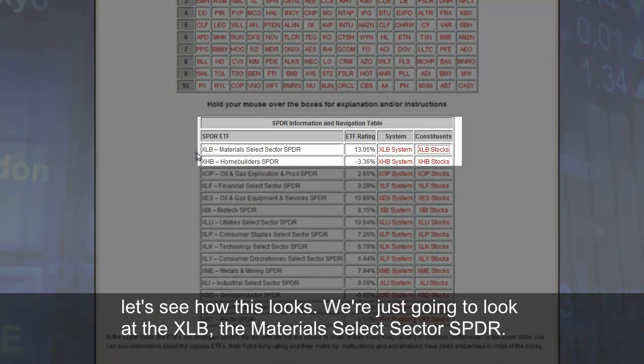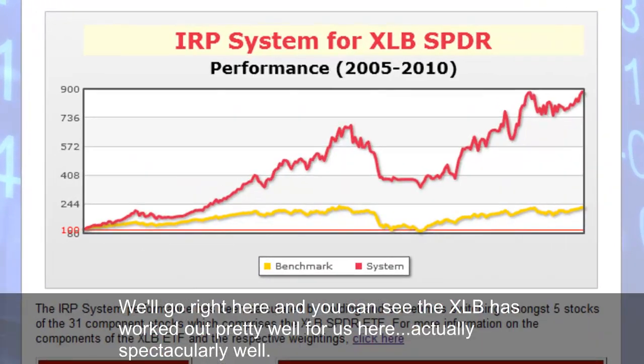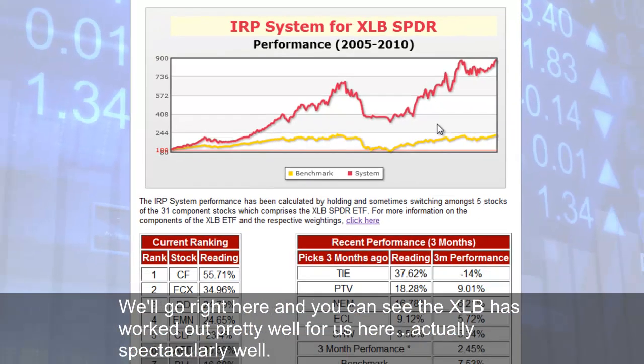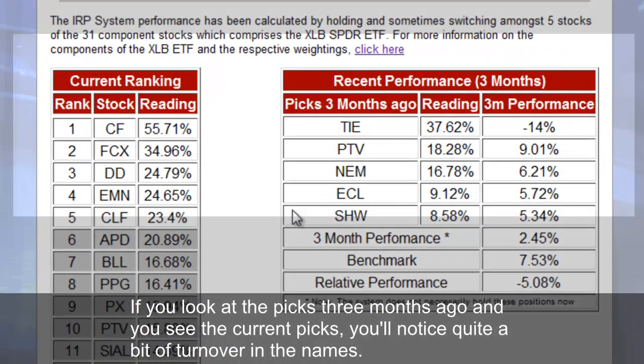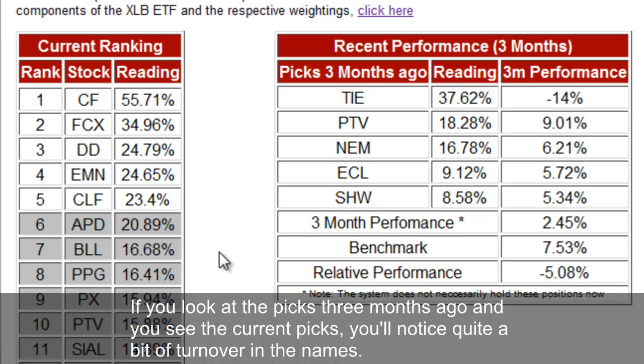We're just going to look at the XLB, the Materials Select Sector Spider, and we'll go right here, and you can see the XLB's worked out pretty well for us here, actually spectacularly well. Now, the only thing that I would like to caution people about is that unlike a lot of our other FundKing systems, this one is a pretty fast trader relative to our other systems. If you look at the picks 3 months ago and you see the current picks, you'll notice that there's quite a bit of turnover in the names.